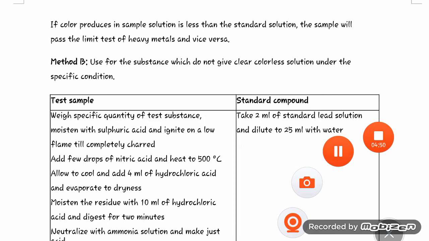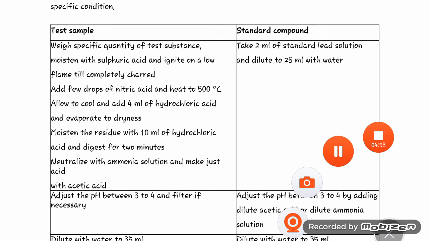If by testing with method A we are not getting a clear solution, then we will undergo method B. In this, weigh a specific quantity of test substance, moisten with sulfuric acid and ignite at a low flame until completely charred. Add a few drops of nitric acid and heat to 500 degrees Celsius. Allow to cool and add 4 ml of hydrochloric acid and evaporate to dryness. Moisten the residue with 10 ml of hydrochloric acid and digest for 2 minutes.